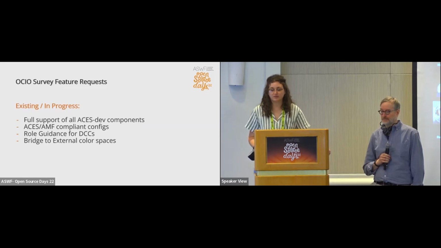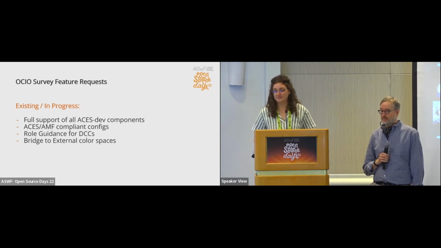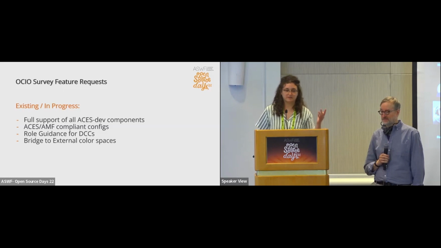We listed a few of them here, or this slide has the ones we got feedback on, and we wanted to let you all know that from that survey, some of your responses are already existing or in development, and those are listed here. The configs that we talked about today are fully ACES and therefore AMF compliant, which is great. Again, we're talking about the UI UX, which is the role guidelines for DCCs. OCIO v2, released 2 years ago, has full support for all the ACES components, which is great.